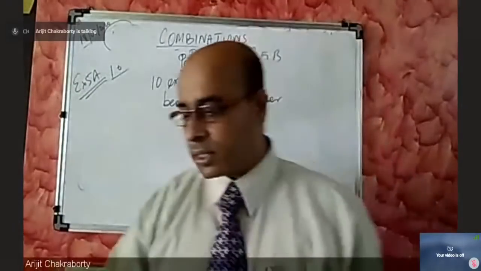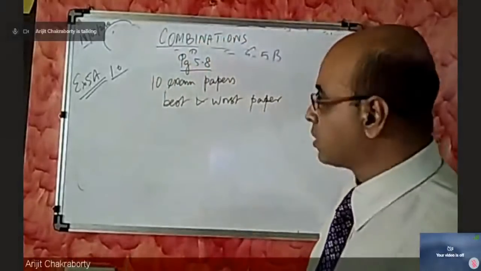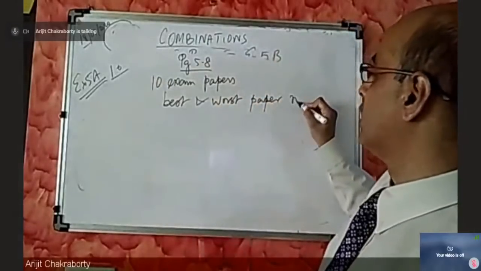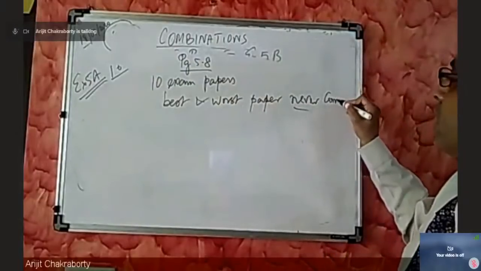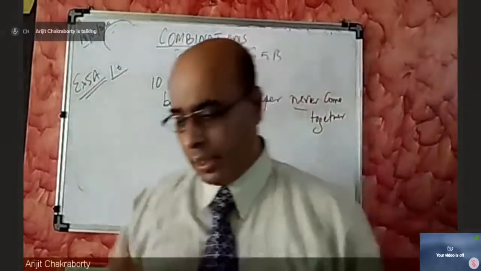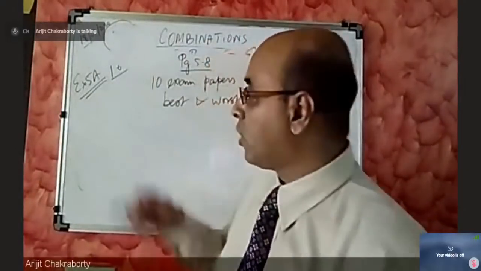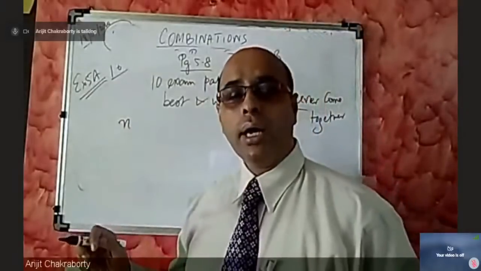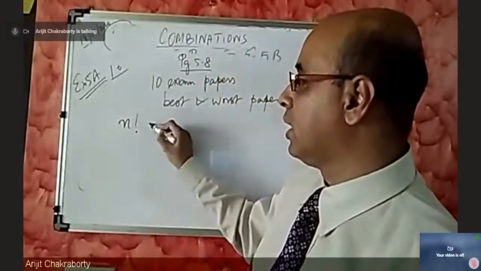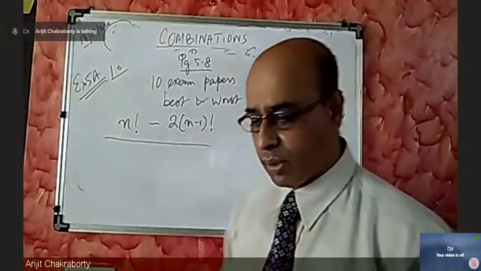So this question, there was a request from Prachi Gupta from Panchkula, and I'm taking this up as a very important question. 10 exam papers, best and worst paper will never come together. This is very similar to what I did a little while back when I took up n number of objects, and we found out the formula when 2 objects will never come together. The formula was, if you remember, n factorial minus 2 into n minus 1 factorial. This I did a couple of minutes back. I hope you remember it.